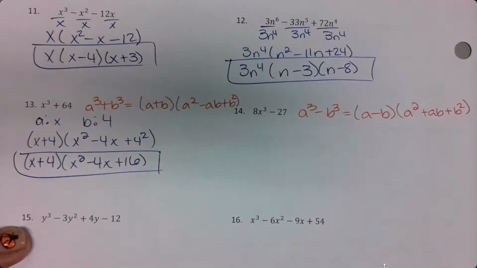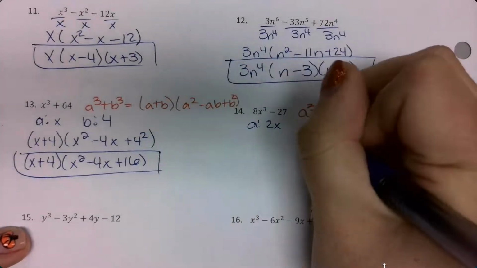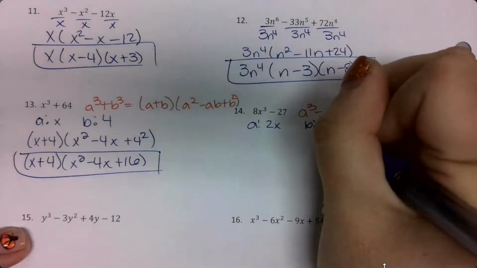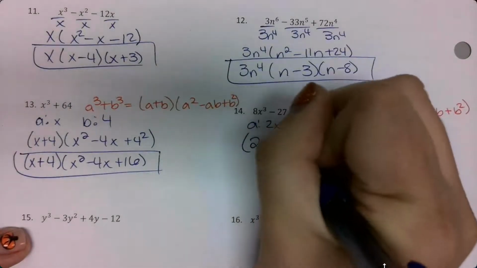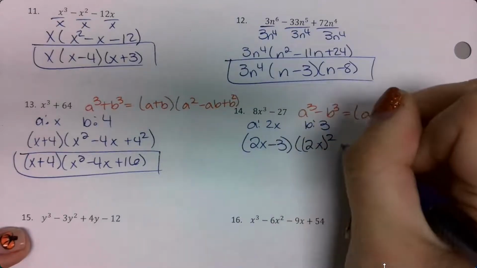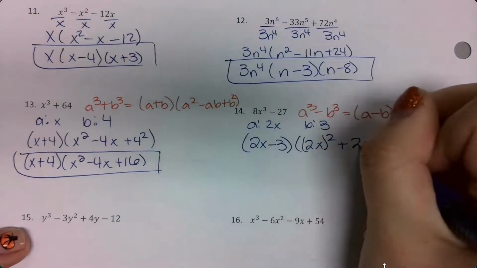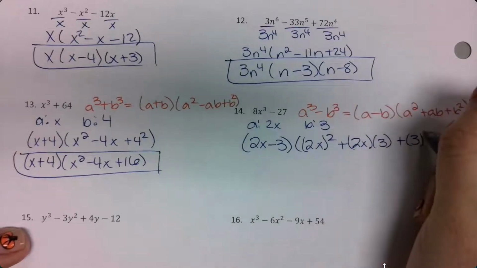Same thing for 14. I want to take the cube root of this, that is going to be 2x, and then the cube root of 27 is 3. So I'm going to plug in. I have 2x minus 3 times 2x squared plus 2x times 3 plus 3 squared.